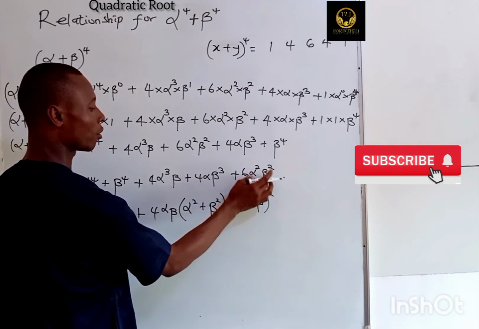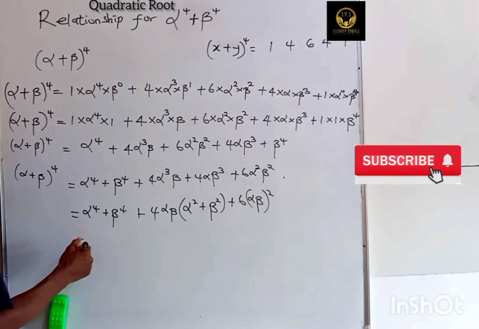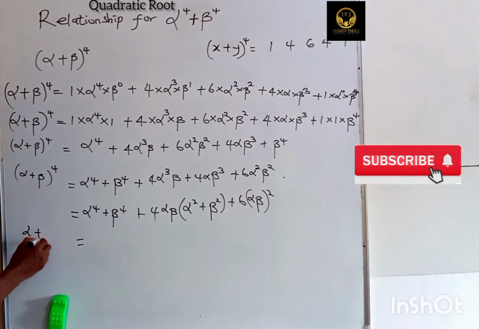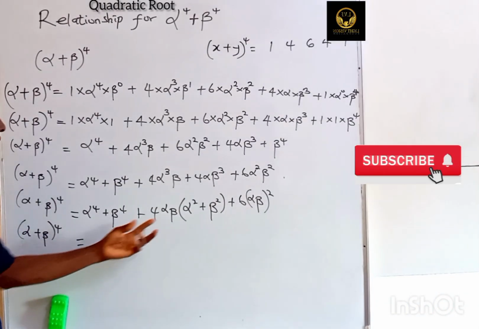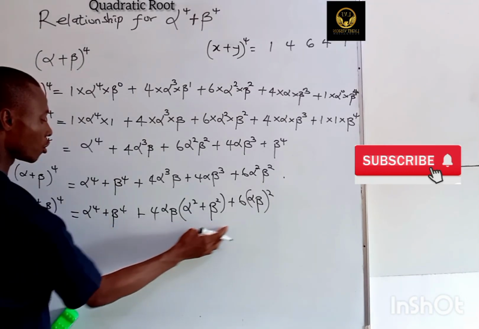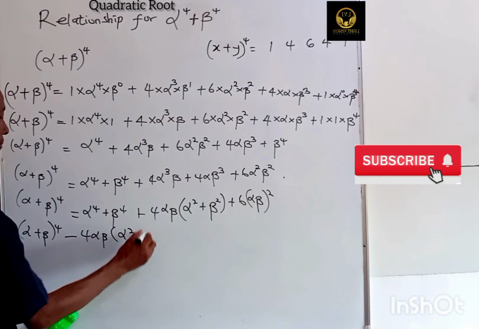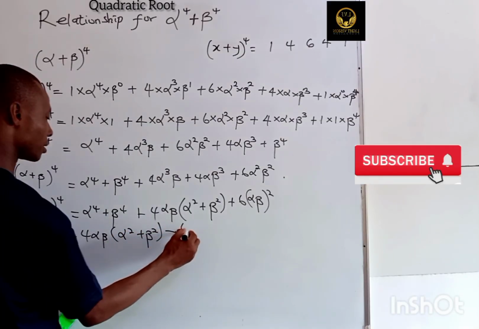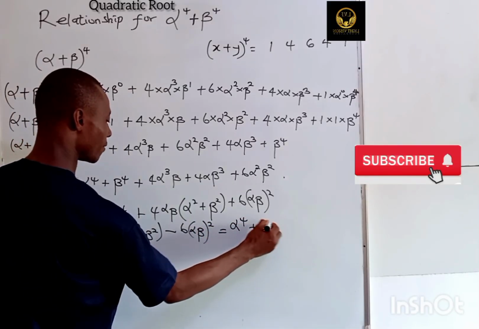From the law of indices, I can combine the two and raise it to the power of 1. Now, which is here, I'll have alpha plus beta raised to the power of 4. Now, what it means here, I will make this the subject of the formula, which means that I have to take this over to this side. That becomes alpha plus beta raised to the power of 4, this and this cross over. You have minus 4 alpha beta into alpha square plus beta square, then minus 6 alpha beta all square is equal to alpha raised to the power of 4 plus beta raised to the power of 4.